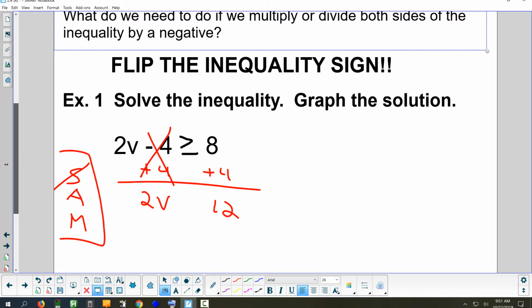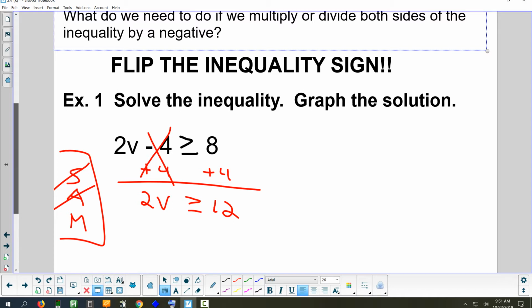So we didn't do any multiplication, right? Here, all we did was add. So you never flip the sign when you add, all right? So don't even worry about it if all you did was add. All right. Now we're in the multiplication and division step.